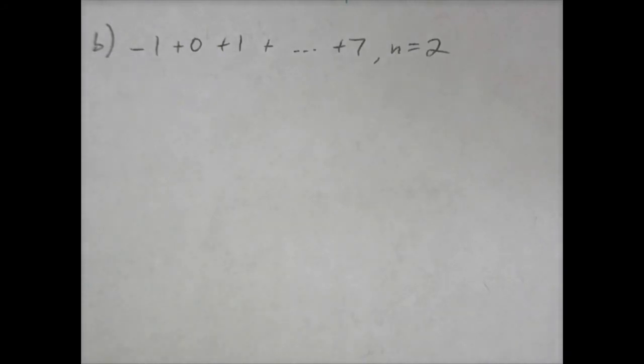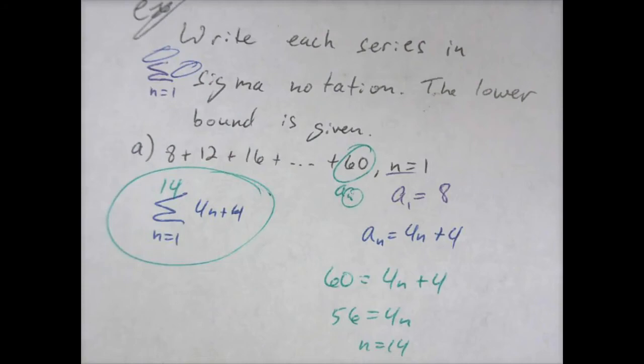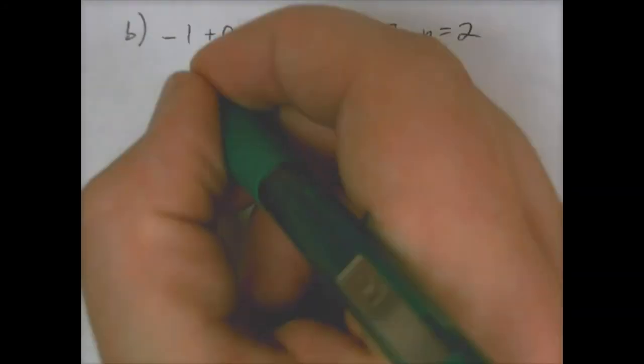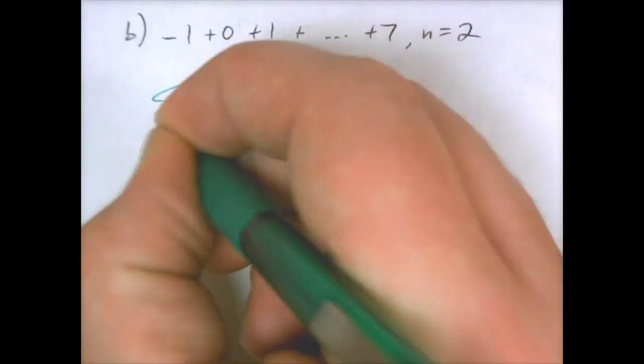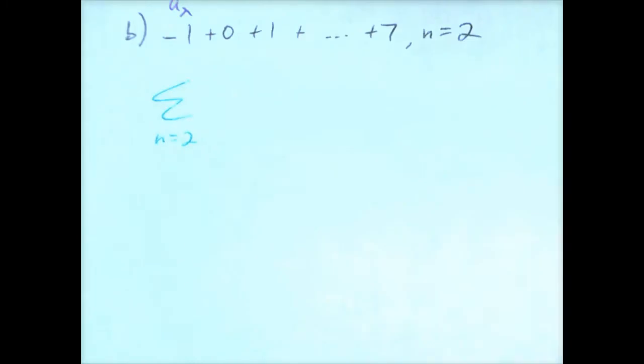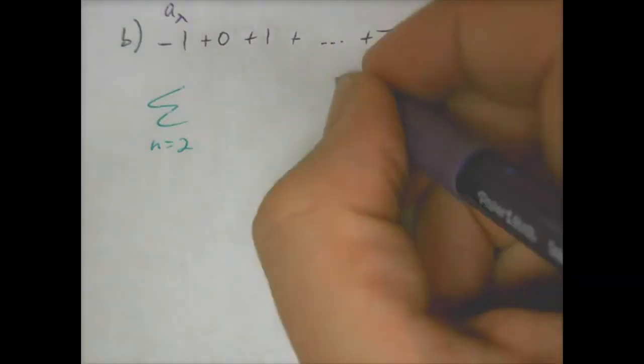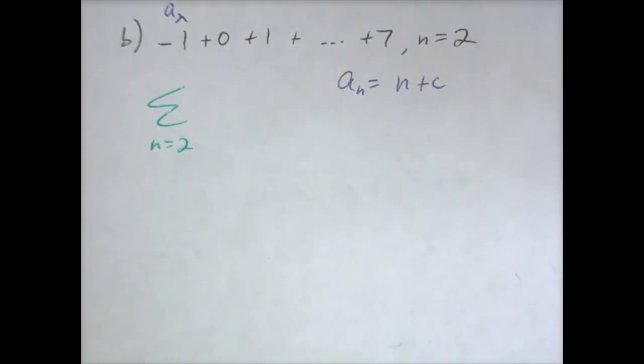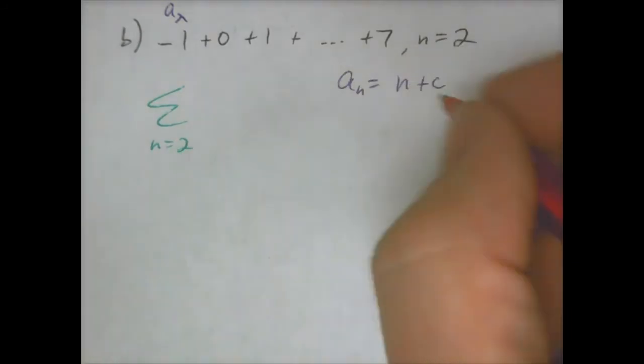Well, let's do another one of those. I didn't write the instructions again because it's part B, that was part A, same instructions, write in sigma notation, the lower bound is given. So I have my lower bound, so I can say n equals 2, and what that tells me also is that my second term is negative 1. So when I write my rule, a sub n equals, it looks like it's going up by 1, so I have n plus c. I know my second term is negative 1.